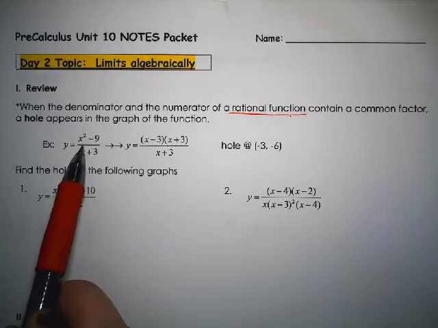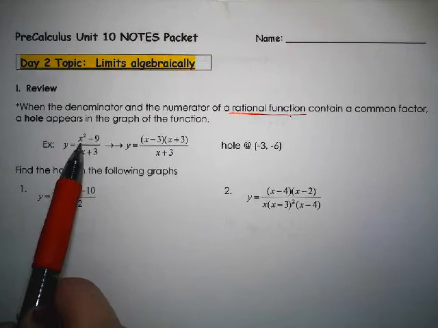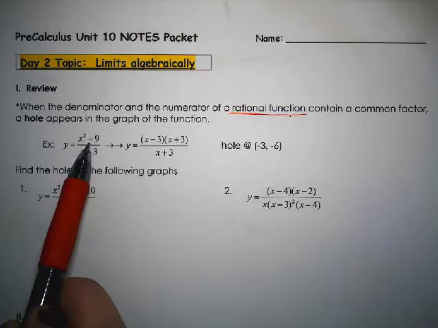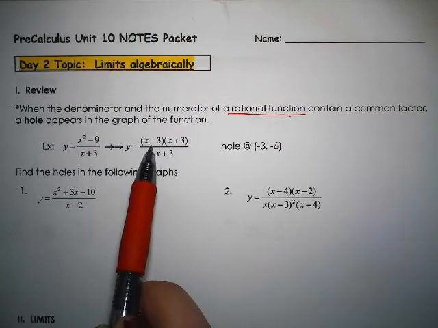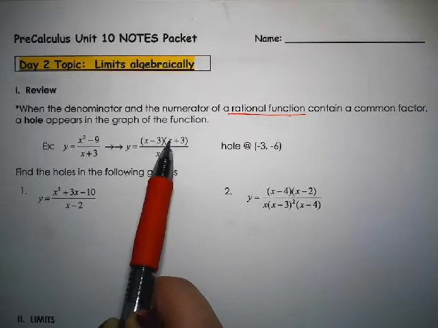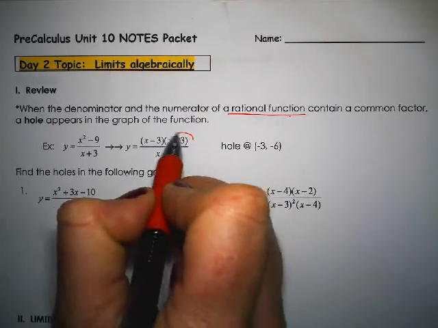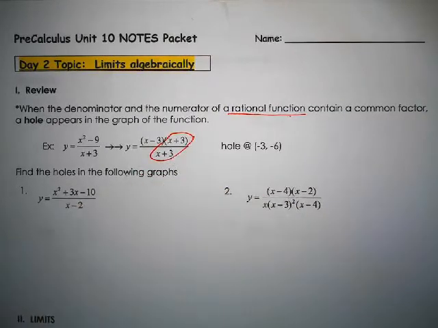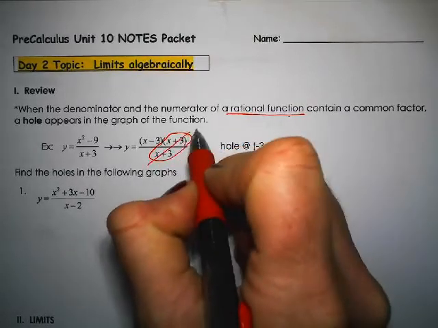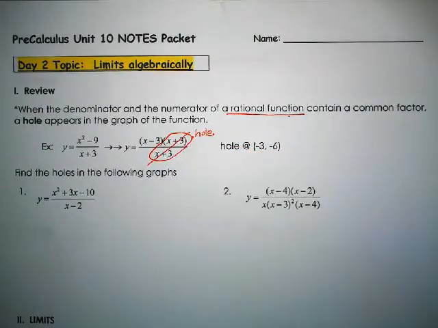Well, hopefully we remember how to factor the numerator. The numerator is the difference of two perfect squares, so it factors into x minus 3 times x plus 3. The denominator stays the same. I see a common factor, the same thing on the top and the bottom. When that happens, that creates a hole in our graph.